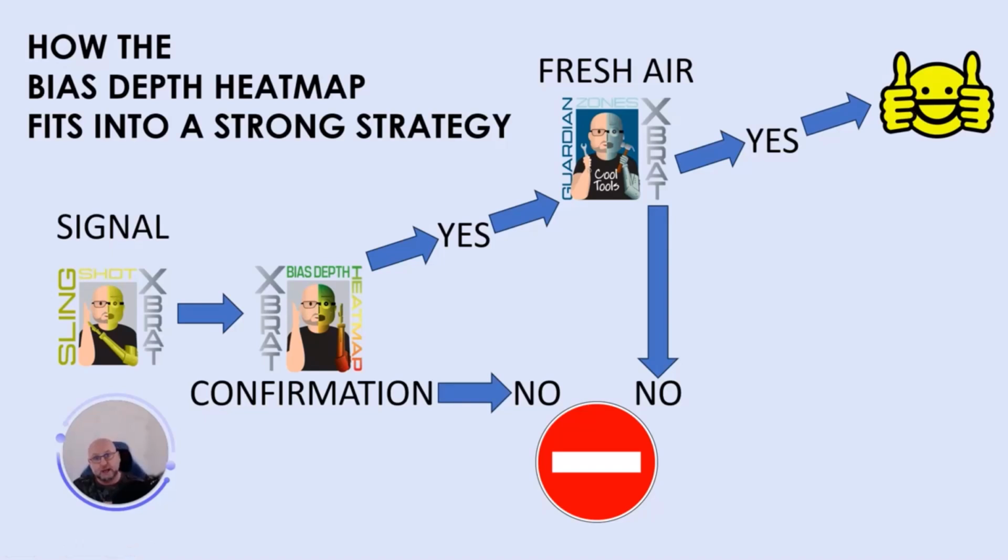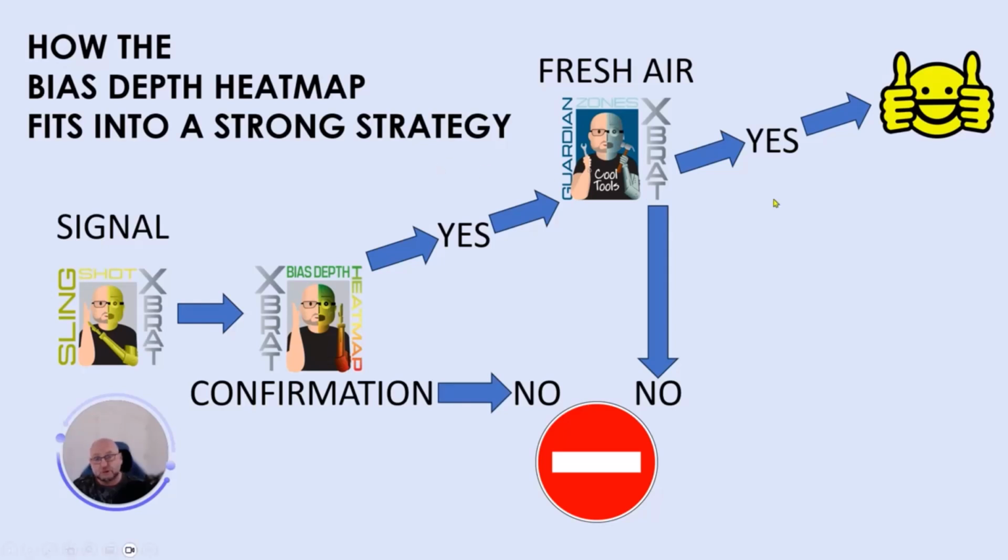You're filtering out those low probability trades, and the bias depth heat map is a very, very important part of that process. There's lots of signal generators out there, and they will generate signals on a rules-based system, on an algorithm. That algorithm doesn't take into account those biases on higher time frames. It doesn't take into account where those short-term or even long-term support and resistance zones are.